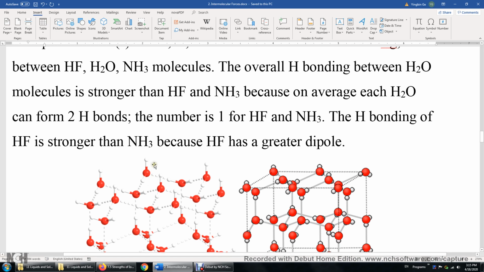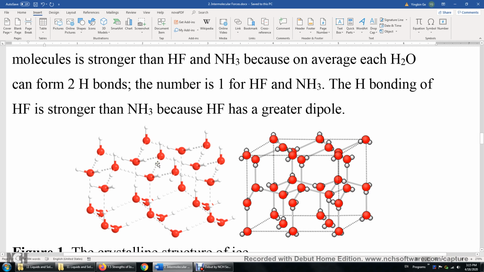Let me show you the picture of the crystalline structure of water. Again, this is one water molecule. This is oxygen. We have two hydrogen atoms here. So, let's look at this hydrogen. This hydrogen can form one hydrogen bond with a neighboring water molecule. Same for this hydrogen. And this oxygen has two lone pair electrons, 1, 2. So in total, we have 4 hydrogen bonds being formed by this water molecule.